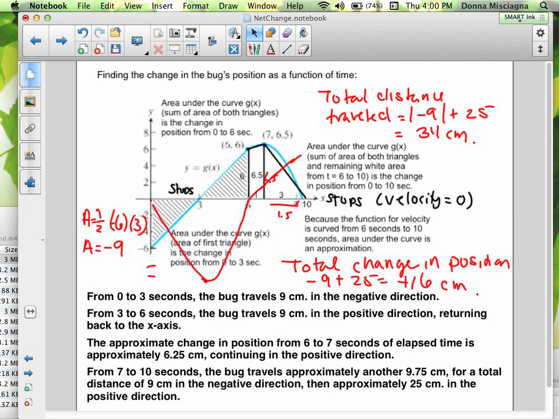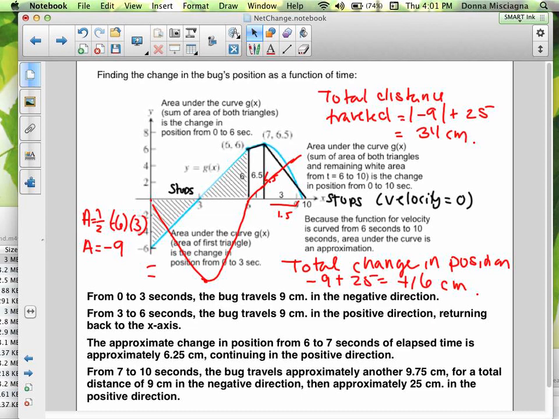Right? So everything from 3 to 10, notice, has a positive slope. Right? Above and below the x-axis isn't the same for the position function. That's just his position. So at 3 seconds, he's 9 feet away from the line where the food is.